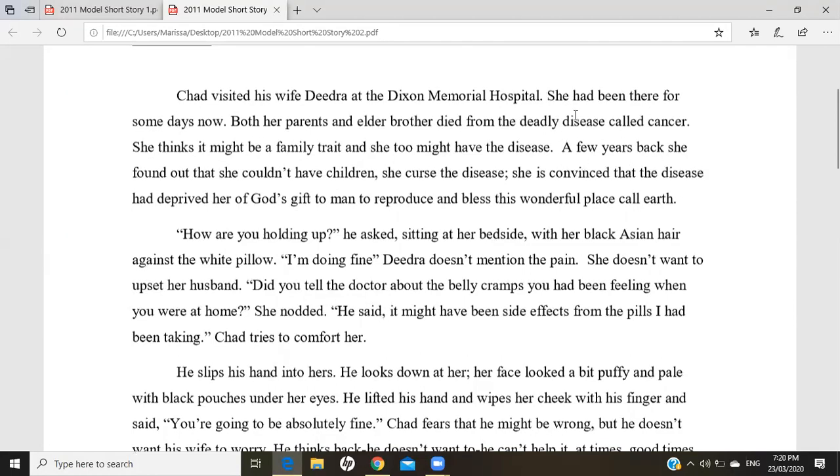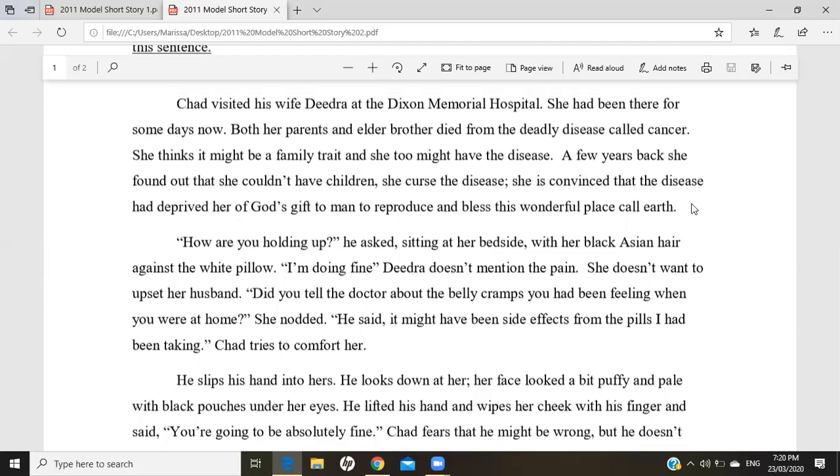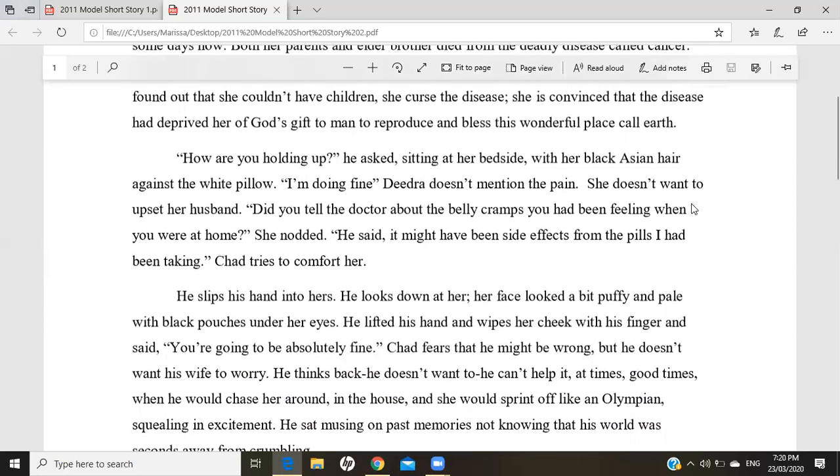So we see in the first paragraph, we get an idea of the setting. They tell us where she's at. She's at the Dixon Memorial Hospital. And we know that her name is Deidre and Chad is her husband. They're introducing us to a bit of the family history about her, both parents and her elder brother dying from the disease of cancer. So maybe she's in the hospital because she's dying from cancer.